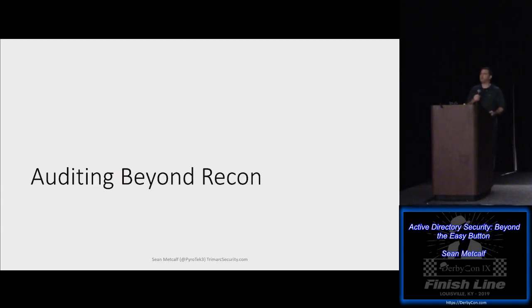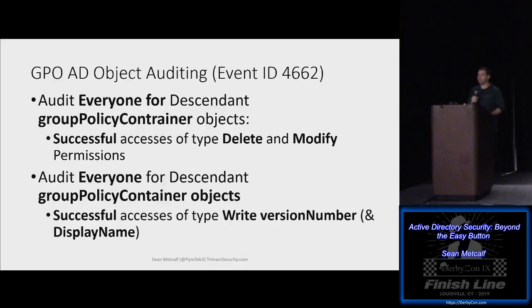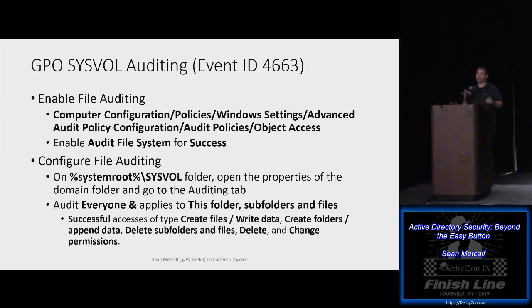Now, we can also audit for things beyond recon with this technique. We can look at GPO modifications. So when someone's changing a GPO, they modify it or they delete it, or they change something with the GPO like the display name, we can set auditing on that. And again, it's a 4662. By the way, I'm not talking about anything new here. This has been around since the early days of Active Directory. But it's interesting because it's almost never talked about, almost never configured in environments, because it can be noisy. There can be a lot of events that get logged.